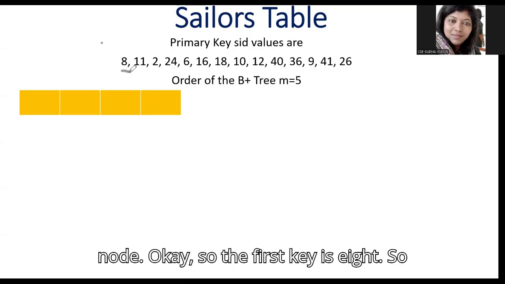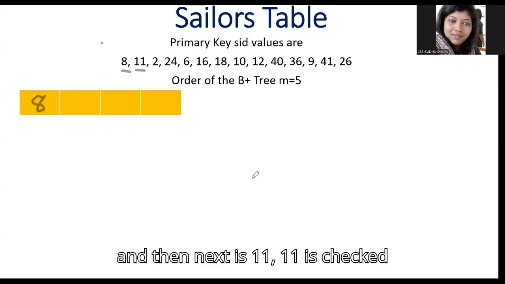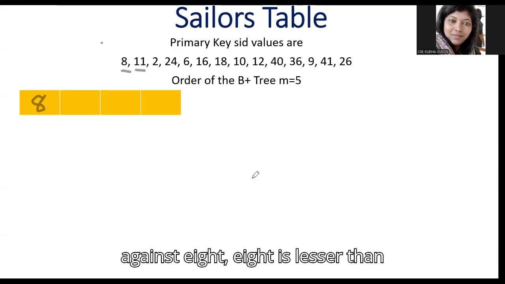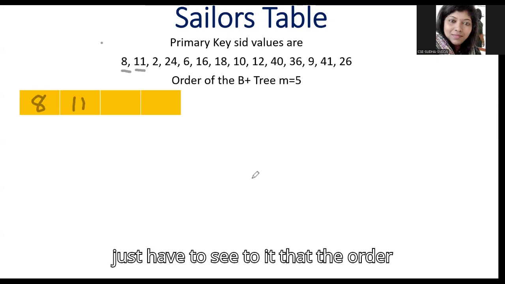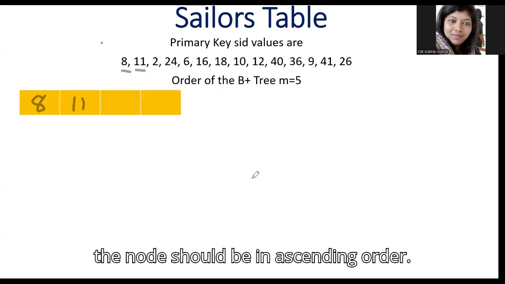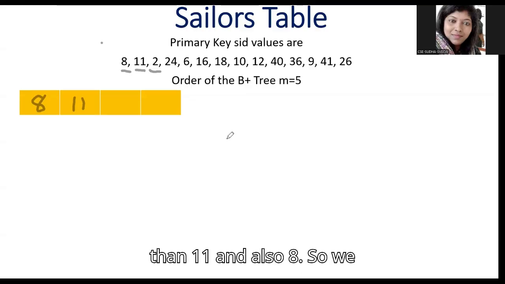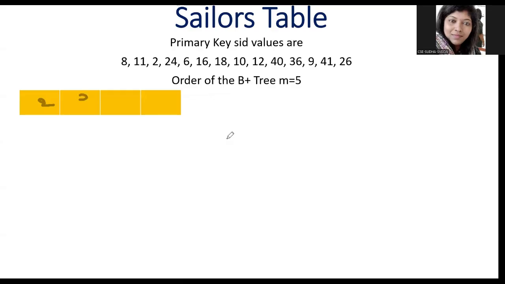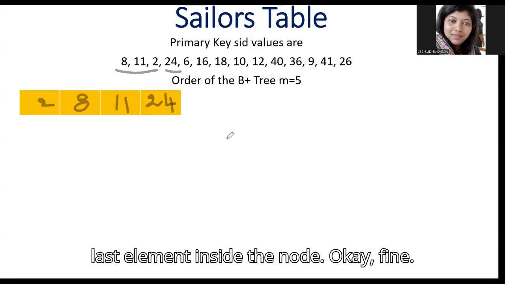The first key is 8, so 8 is put in the tree. Next is 11. 11 is checked against 8. 8 is lesser than 11, so 11 comes after 8. You have to make sure the element order inside the node is in ascending order. The next element is 2. 2 is lesser than 11 and also 8, so we insert 2 here: 2, 8, 11. Then we have 24, which comes as the last element inside the node.